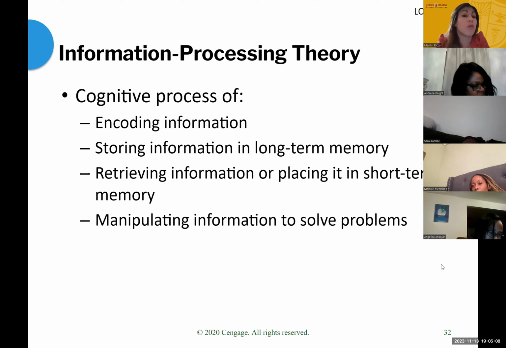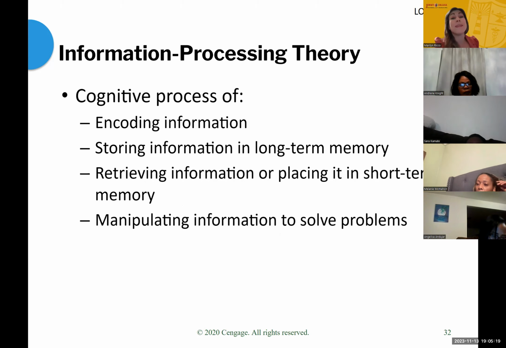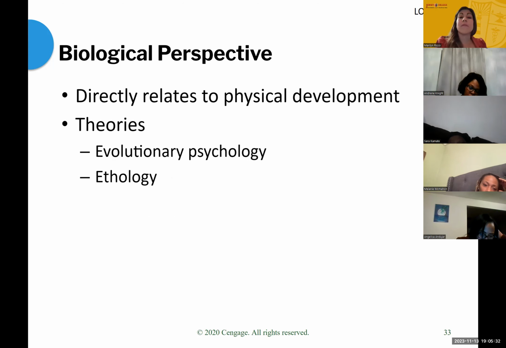It's the process of encoding information, storing that information in your long-term memory, then being able to retrieve that information or place it into your short-term memory, and then manipulating the information to help you solve problems, kind of like what we just talked about, the accommodation assimilation. You manipulate the information to solve the problems. It directly relates to physical development within the theories of evolutionary psychology and etiology.